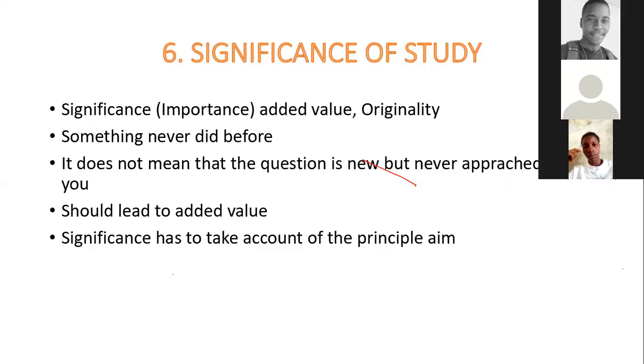Then the significance has to take into account the principal aim. So the significance of this study should, at the end of the day, be able to correlate with the aim of the study. What you are doing in simple terms when you're stating the significance of the study is explaining more on the importance of this study, why you're doing this study.